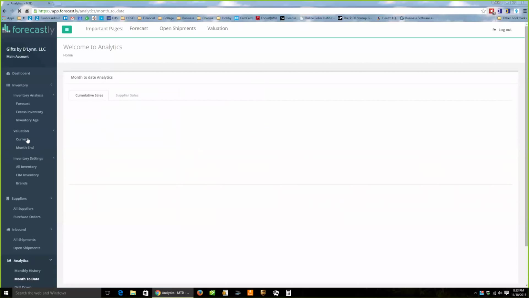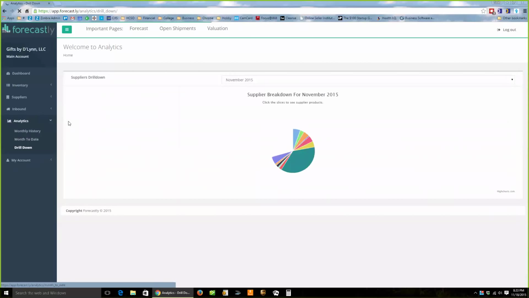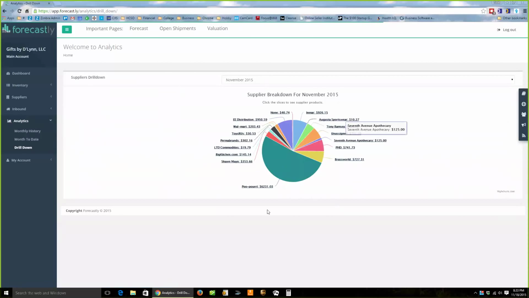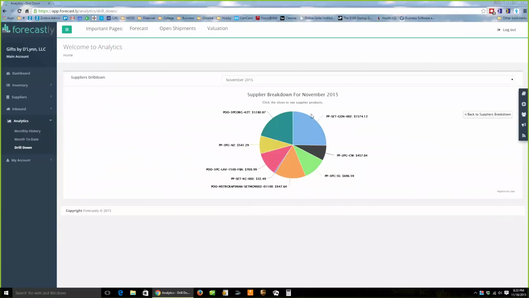Month to date is the same type of items. It's just for the current month, basically. So revenue, current month, previous month. Estimated is where they take your current run rate and basically project it out for the rest of the month. And then drill down is where they show you a pie chart with all your sellers, and you can just click and drill down and see, okay, for that supplier, what was my top seller?